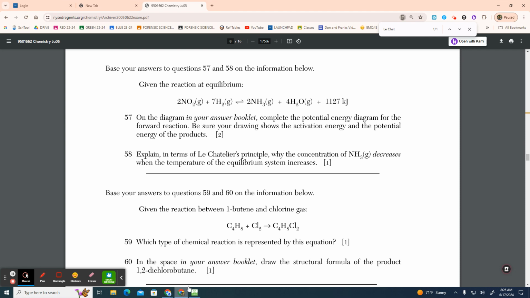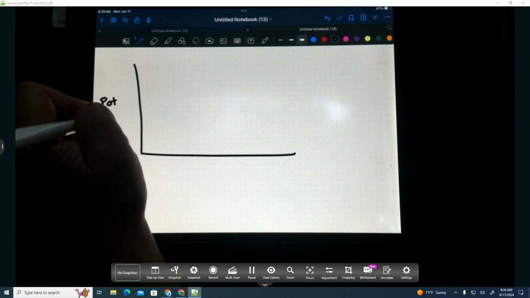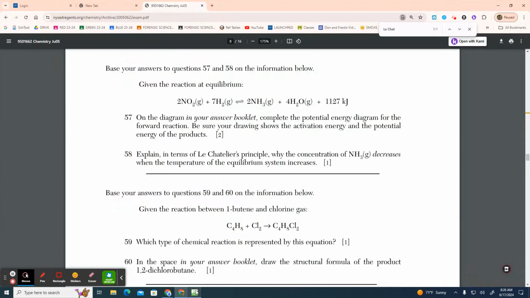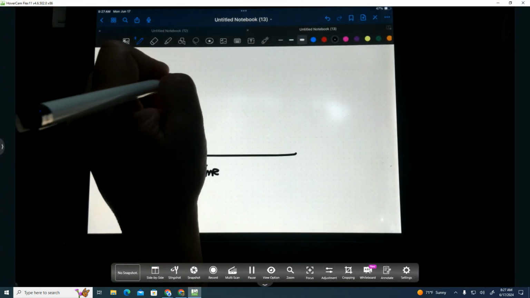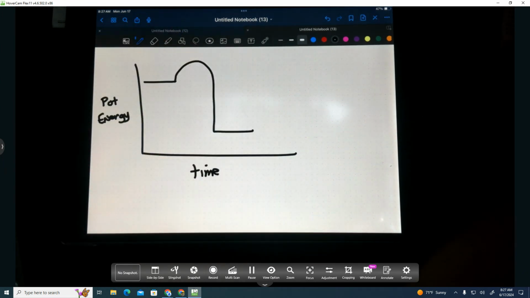So back to the question now that I got the camera working. On the diagram in your answer booklet, this is what it's going to look like. It's going to say potential energy, and it's going to say time. Okay? And it's going to ask you to draw the potential energy diagram for the forward reaction. Is this forward reaction endothermic or exothermic? Exo. So with an exothermic reaction, you're going to start high and you're going to end low. That is an exothermic potential energy diagram.